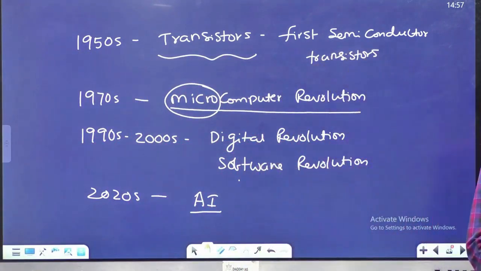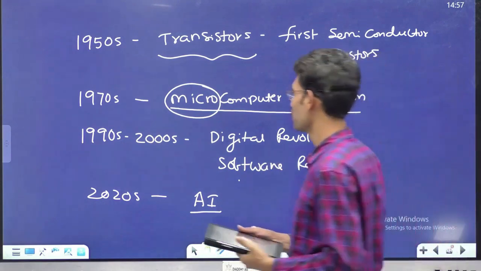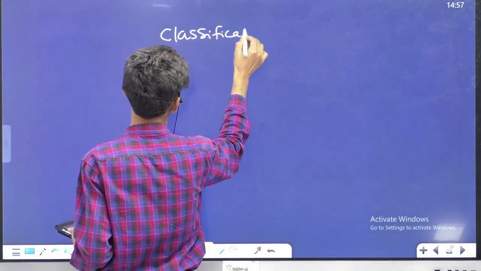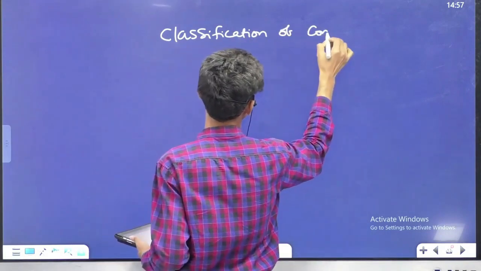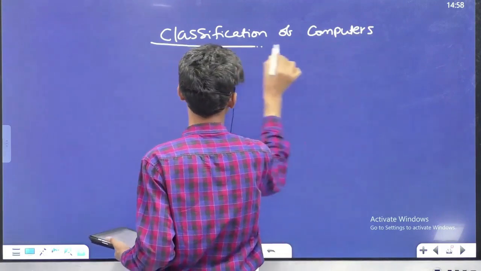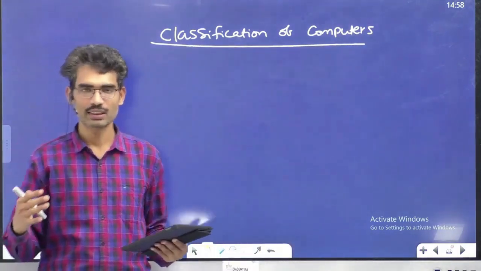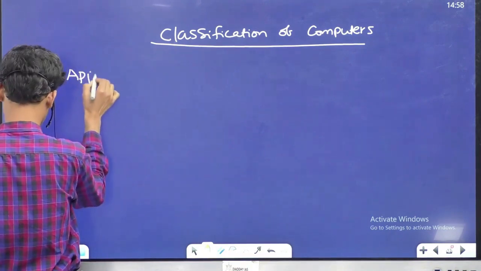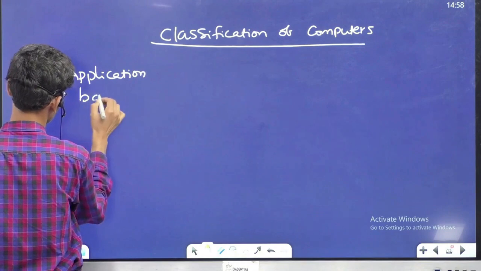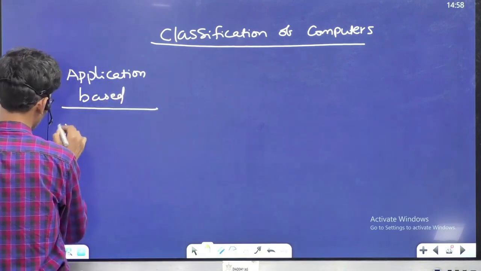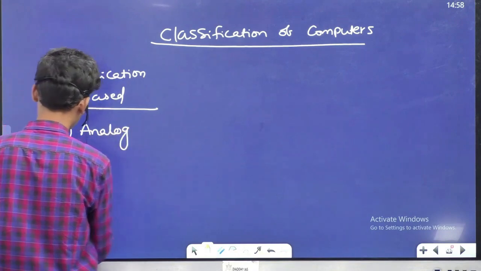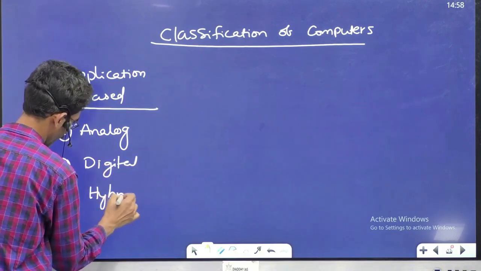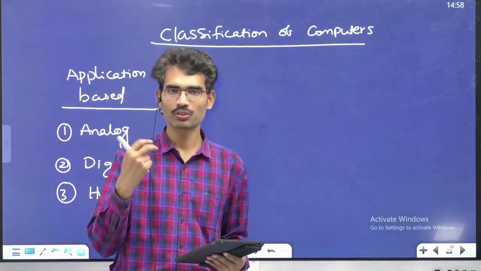And we can see one more table. This we call classification of computers. Based on size and based on purpose, they can be broadly classified. If we take application based, they can be analog computers, digital computers, or hybrid computers.